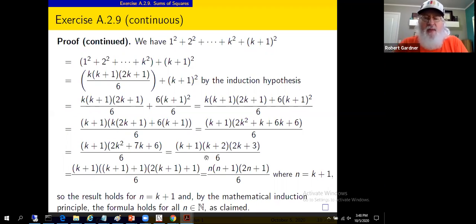So I've rewritten this in a suggestive style. I know this is going to work out. What we did was isolate a bunch of k plus 1s. And now when I substitute n equals k plus 1, this becomes n, this is n plus 1, and this is 2n plus 1. There you go. Notice the arithmetic checks. This is the formula with n equals k plus 1. Result holds for n equals k plus 1. Holds by math induction for all natural numbers n. So there's a proof concerning sums of squares.